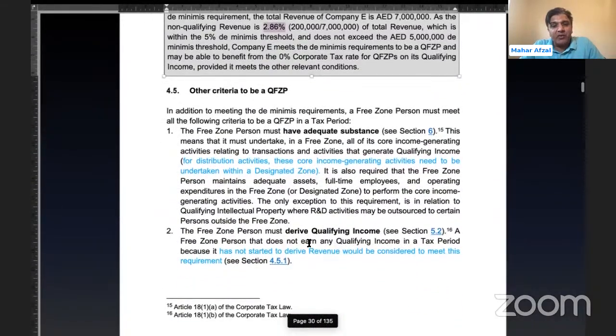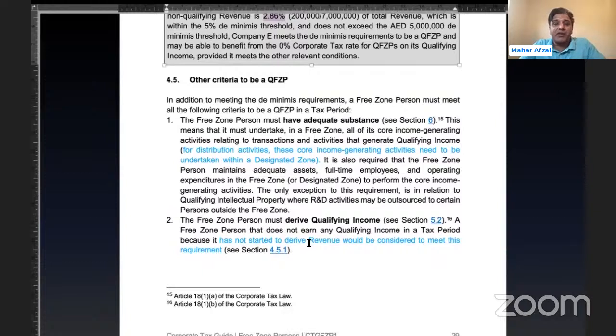Other criteria of the qualifying free zone person: adequate substance. One thing is very important here. If you are in the distribution business, then the qualifying free zone person must have the adequate substance in the designated zone. If you are not in the distribution business, then you can maintain it in any free zone. Again, if the business is outsourcing the core income generating activity, this needs to be outsourced in the free zone or in the designated zone as well, and it should be supervised.